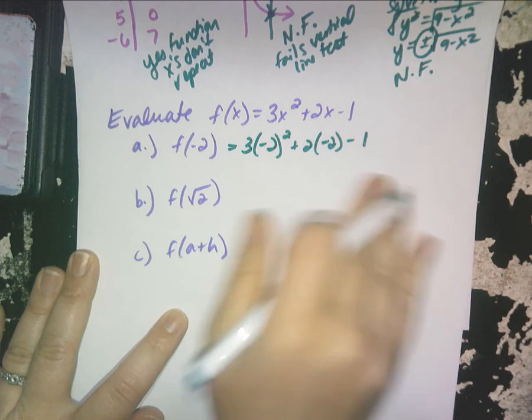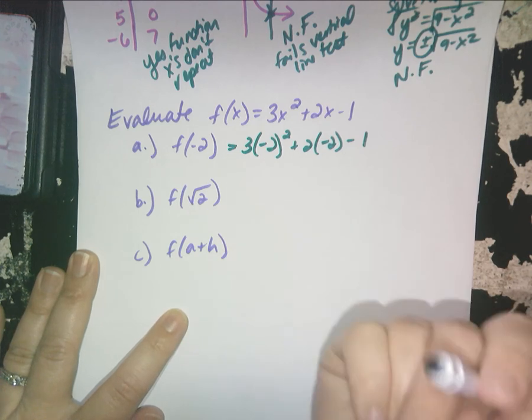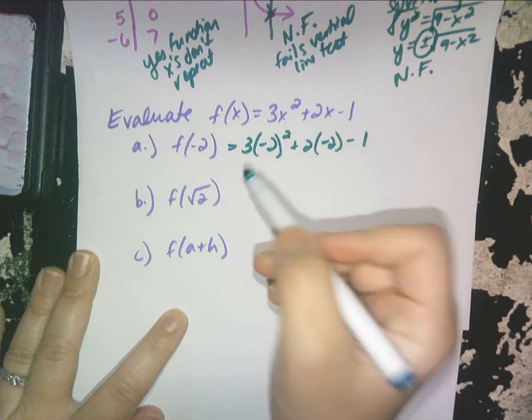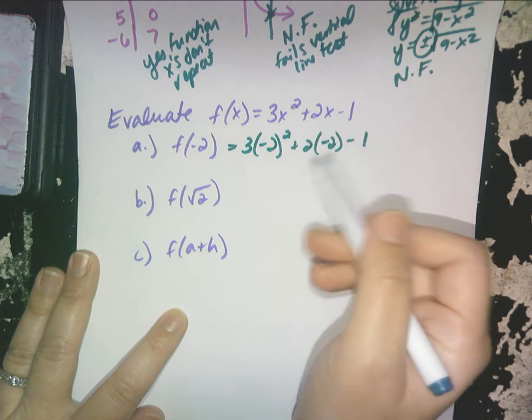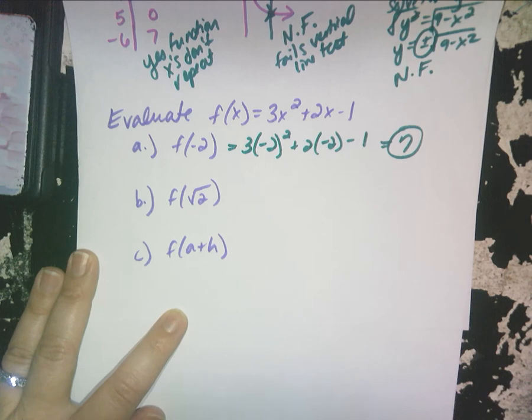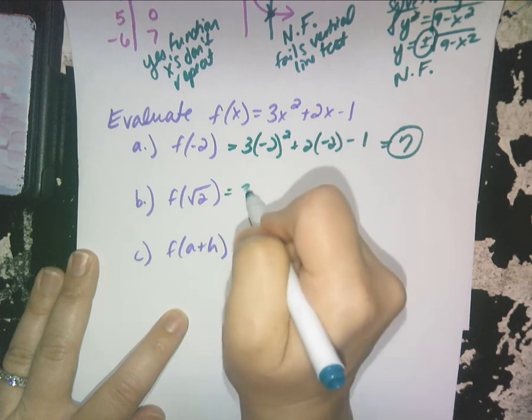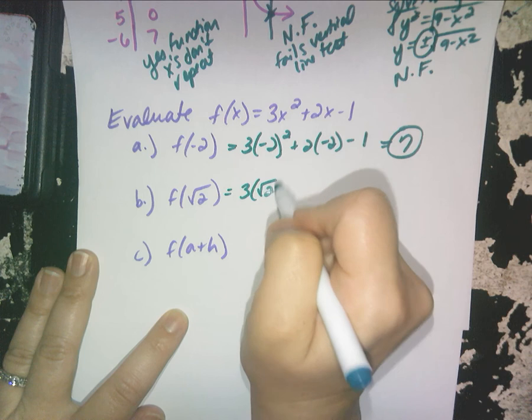So what do I do? Plug it in, plug it in. And then this is obviously your math. You should know how to do it, which is the worst part for me. I can do calculus, but I cannot do computation. 4 times 3 is what? 12. 12 minus 4 is 8, 7. Is that right? Square root of 2, same thing. You really just got to be careful.